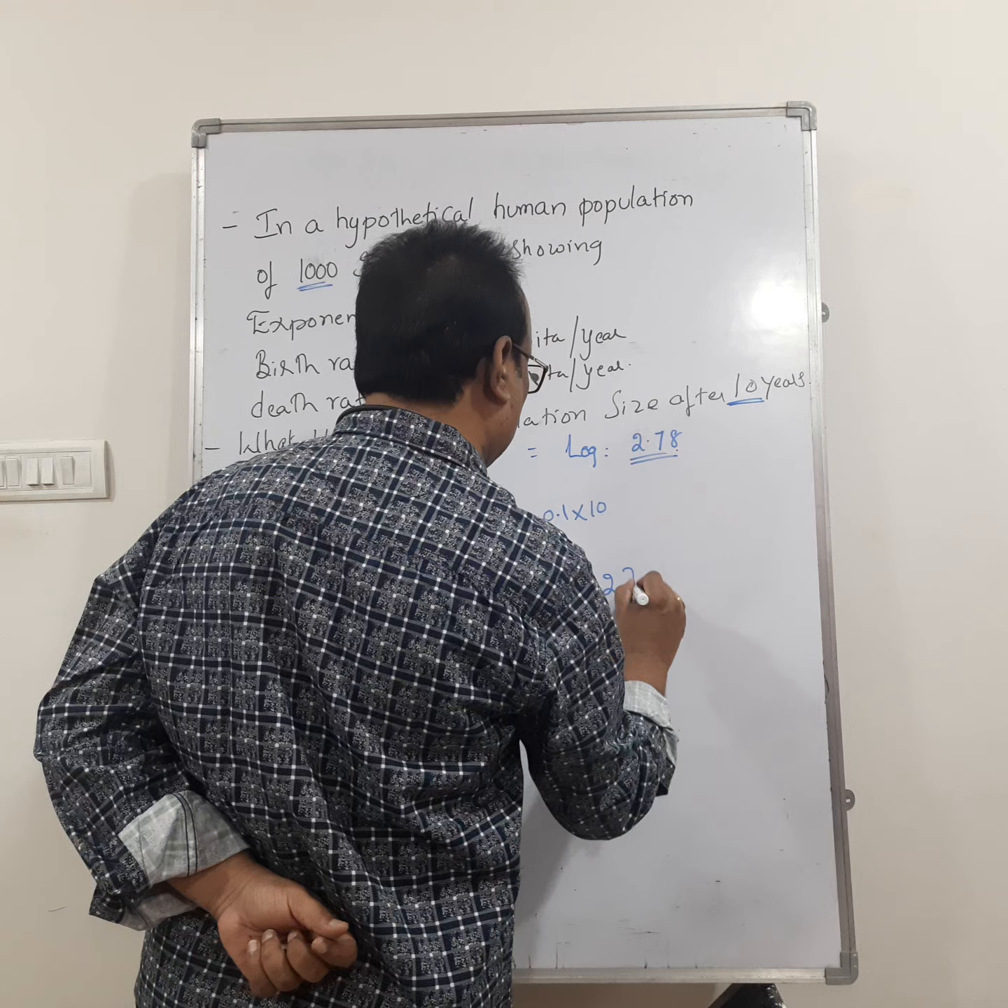So we were discussing the exponential growth curve, right? That is dN/dt = rN. So the population growth dN/dt = rN, that formula we are using here. When we plot the population N against the time period t, the curve will come like this. This is called the exponential growth curve.